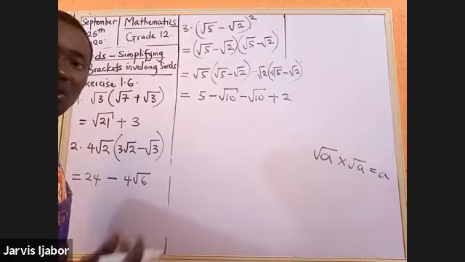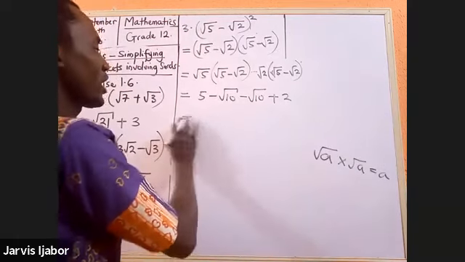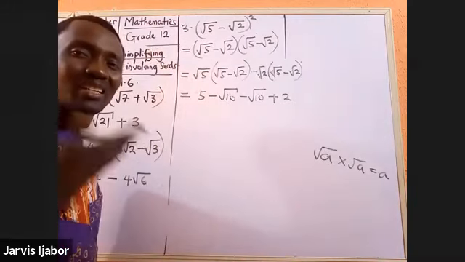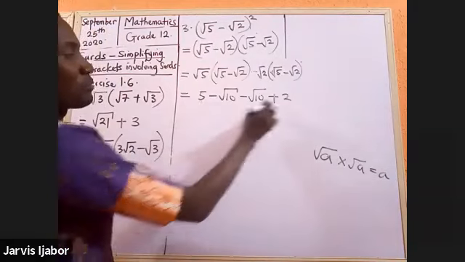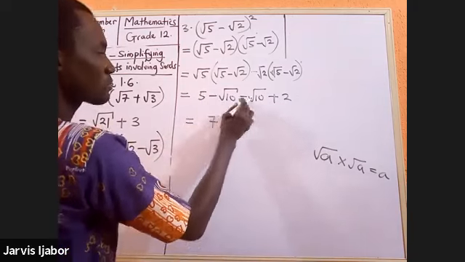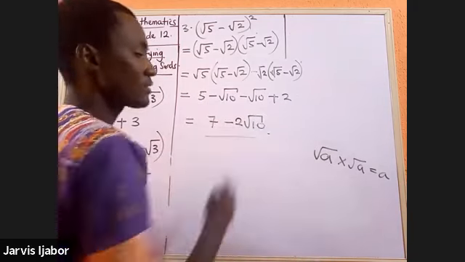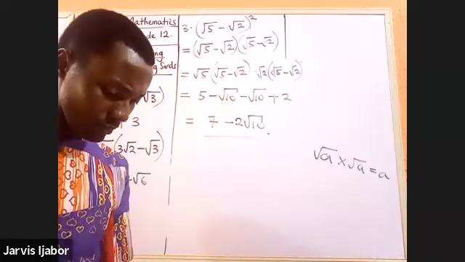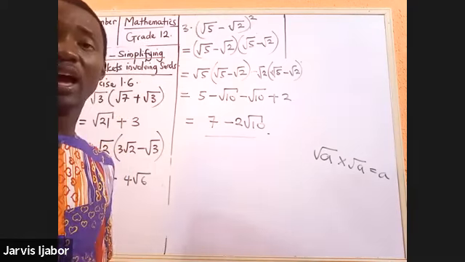Are you seeing it? There's always a reason for any deductions or anything we're doing. Before now I used to arrange the terms, but now I allow you to do it mentally because that's one way to drive the brain to work. 5 plus 2 will give me what? 7. Minus will give me minus what? 2 root 10. And that is the answer to the question. All right, I want you to, on your own, look at the remaining questions and see if you can try and get them.